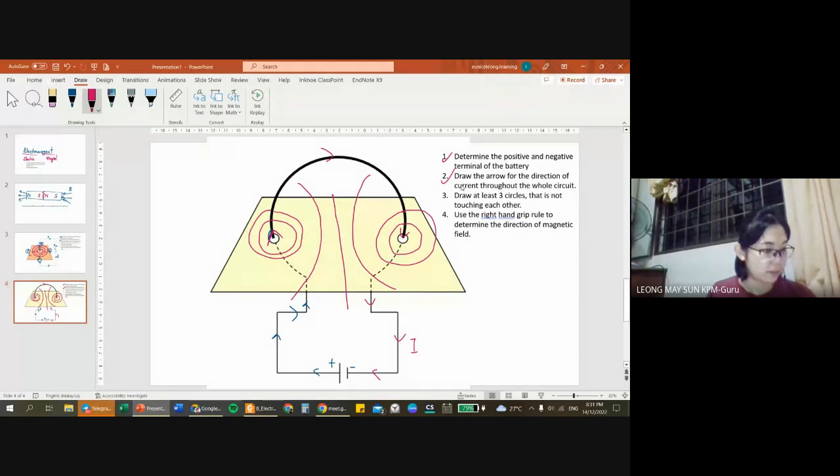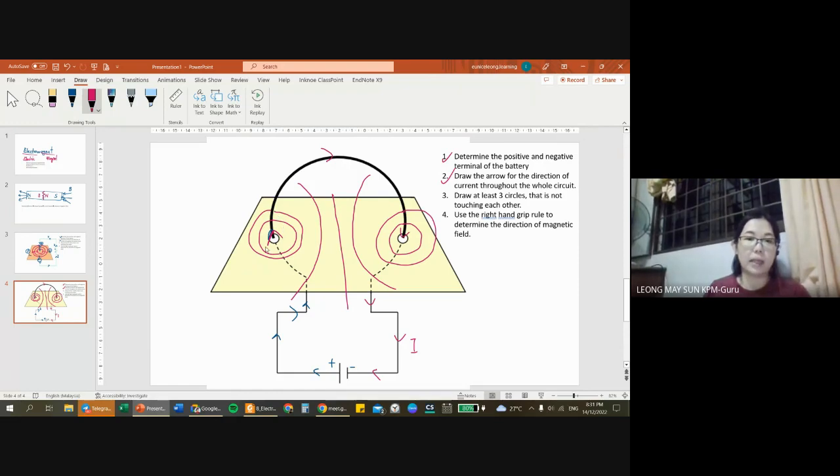Alright, good. Thank you. Now, we determine using the right hand grip rule also, but we have to analyze one by one. So we analyze on the left hand side first. On the left hand side, the current is actually coming out. Right? So coming out, again using your thumb, pointing upwards.